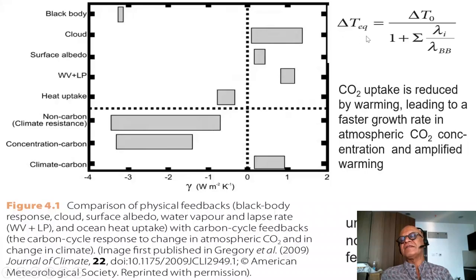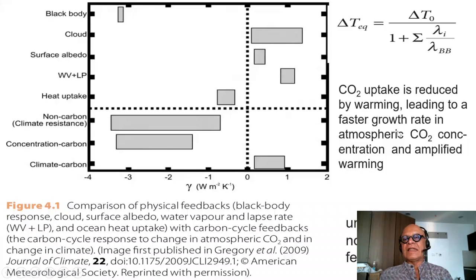So in this case, the delta T equilibrium is delta T0 without feedbacks divided by 1 plus the feedbacks or gains. So here you put plus, but some of them are positive and some of them are negative. So the amplification of the no feedback warming will depend on whether you have negative feedbacks or positive feedbacks overall. So these are the sums, and it's a ratio with respect to the black body radiation, which is the intrinsic negative feedback. So you can think that CO2 uptake is reduced by warming.